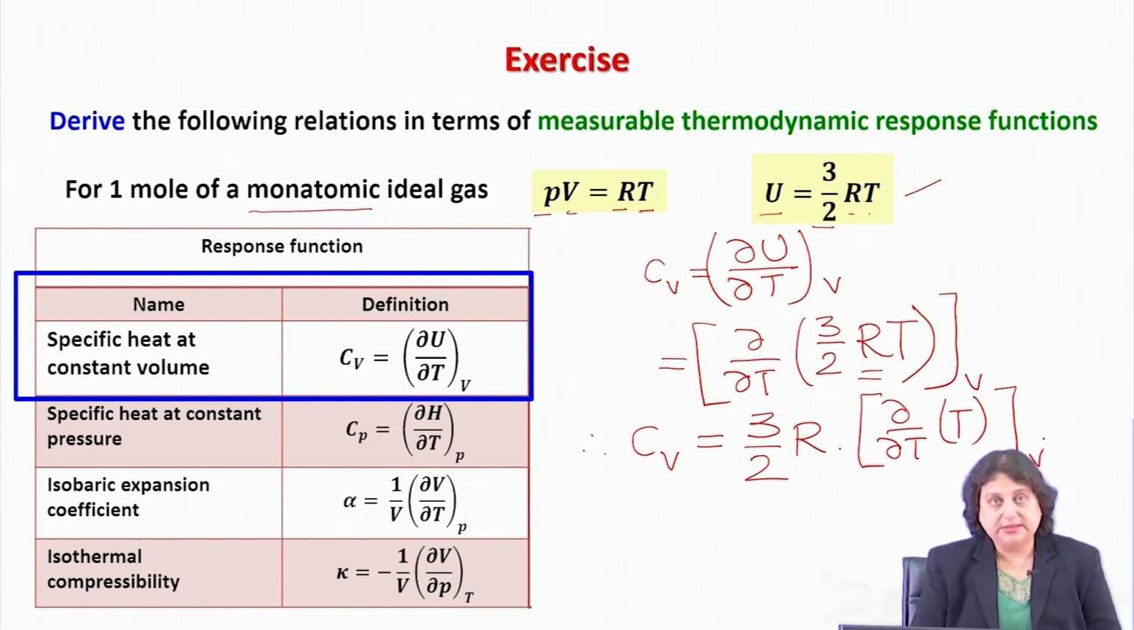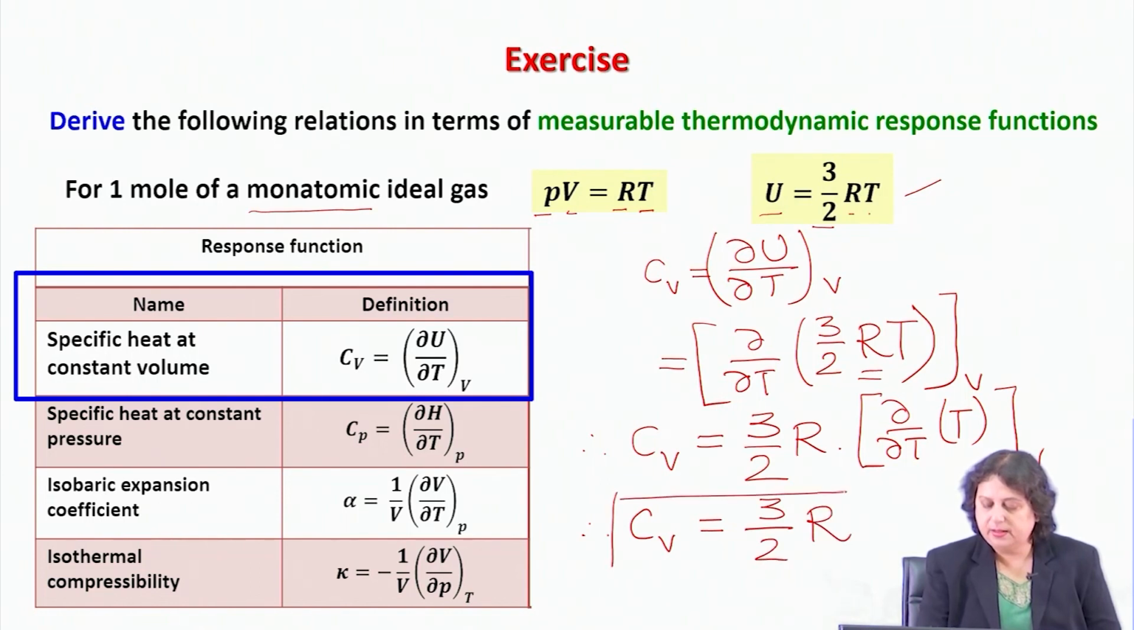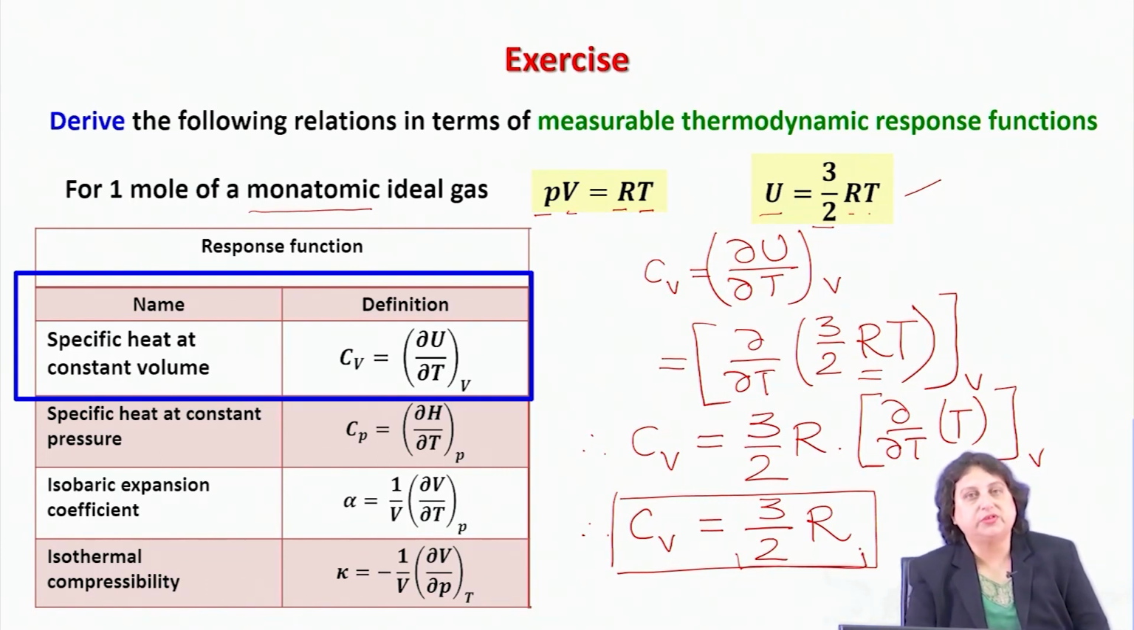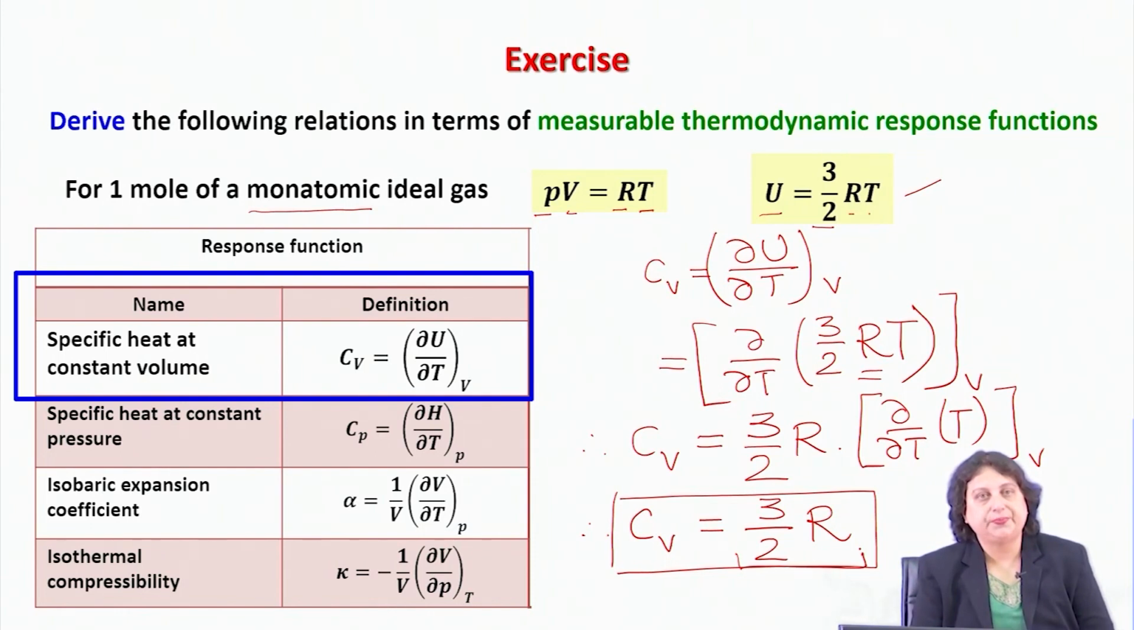right? Now, so what is the result? Therefore, I can very easily say that Cv is equal to 3/2 R. So, for 1 mole of this substance, I can find out that the specific heat at constant volume is going to be a constant, and the value of this constant is 3/2 into R, that is the value of the universal gas constant.